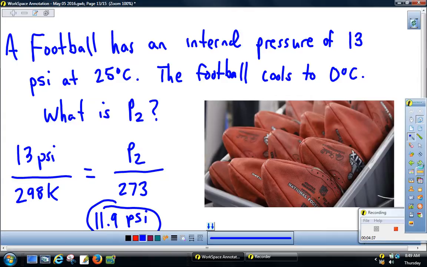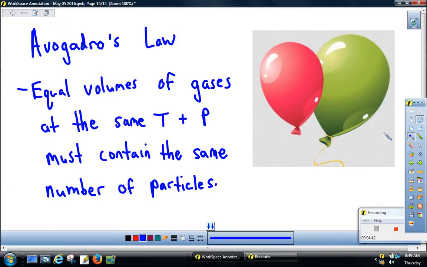Alright, one more quick law here. Avogadro's Law. If we have two balloons, these balloons are different sizes, so why are they different sizes? Avogadro's Law says that if we have two balloons that are the same size, and those balloons are at the same temperature and same pressure, the only way the two balloons can be the same size at the same temperature and pressure is if they have the same number of particles inside the balloons. So it doesn't matter what gas is inside the balloons, gases all take up the same space if you have equal amounts of them, equal moles of them, and they're at the same temperature and pressure.